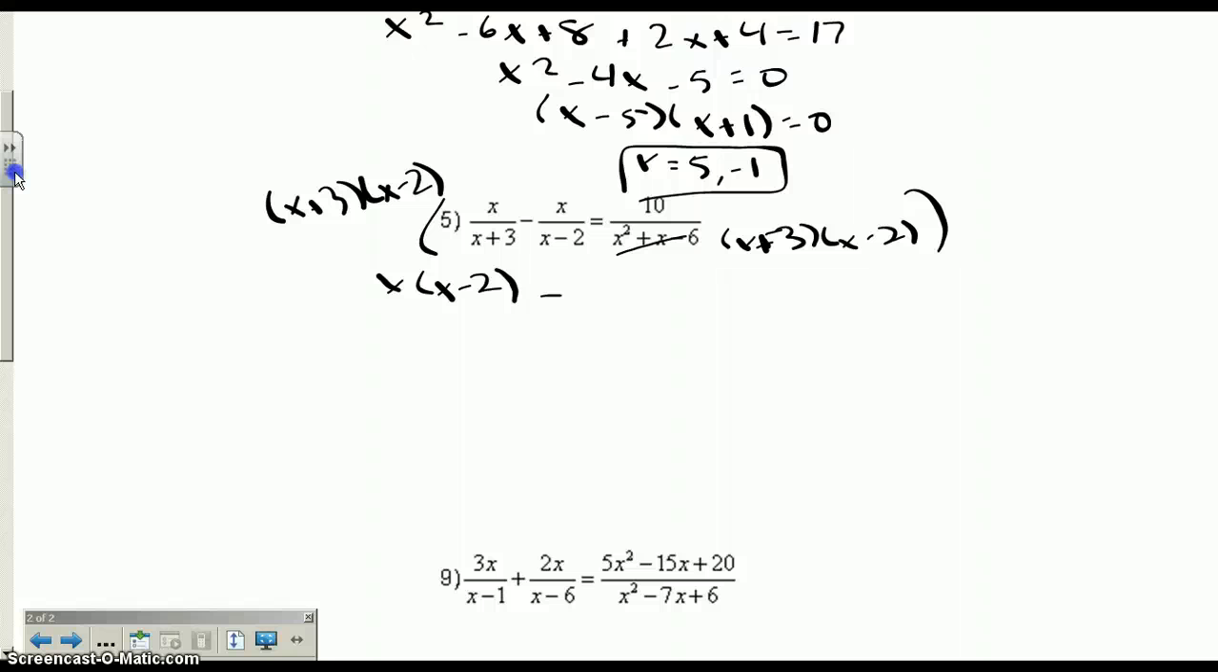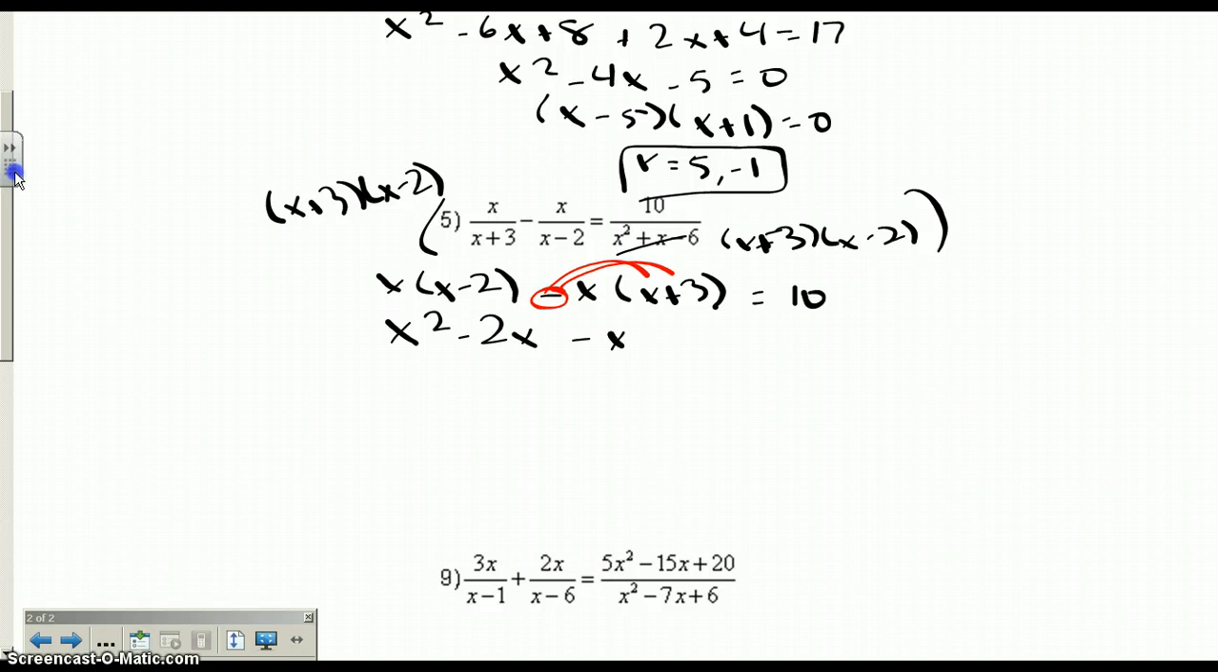The next one, the x minus 2's cancel out, so I get x times x plus 3 equals, the entire denominator cancels out, so I get equals 10. Now the reason why this negative sign is so important is because a lot of people make mistakes here. You must distribute it to both terms. Okay, so the first thing, if I distribute, I get x squared minus 2x. The next, I get negative x squared minus 3x because the negative x distributes.